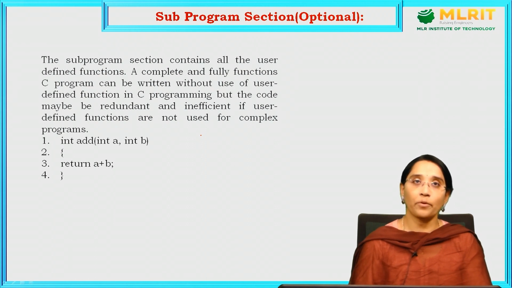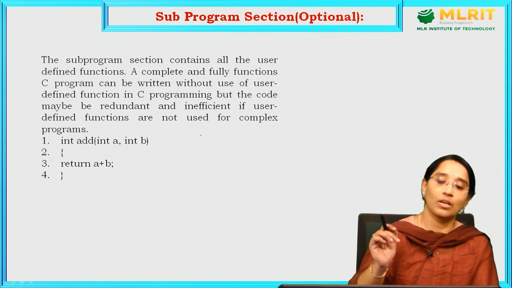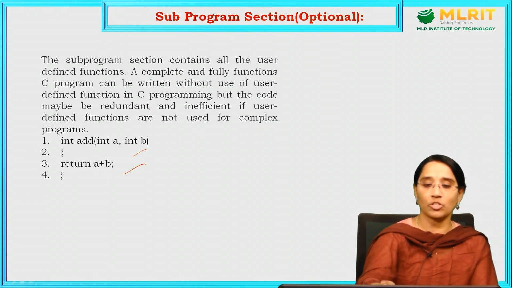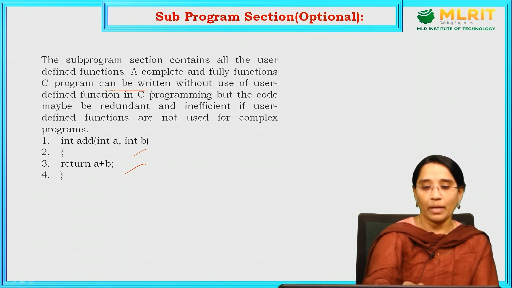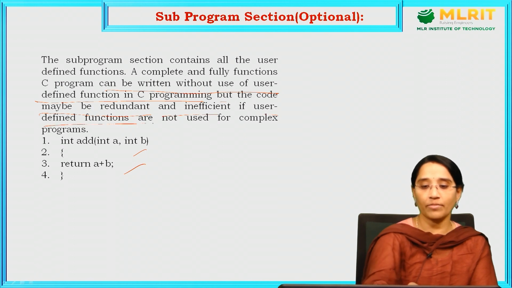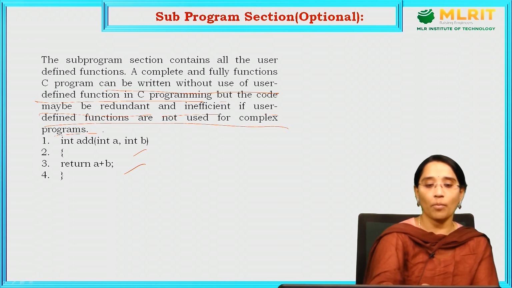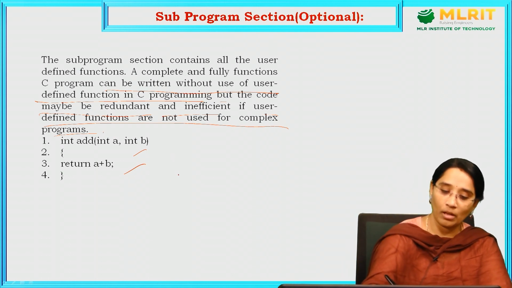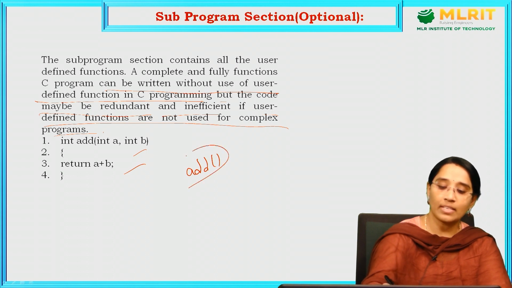Next one is the subprogram section. Subprogram section contains all the user defined functions, meaning you will define your own functions under the subprogram section. A C program can be written without user defined functions, but the code may be redundant and inefficient if user defined functions are not used for a complex program. Suppose I want to define a function called add. This is my user defined function.